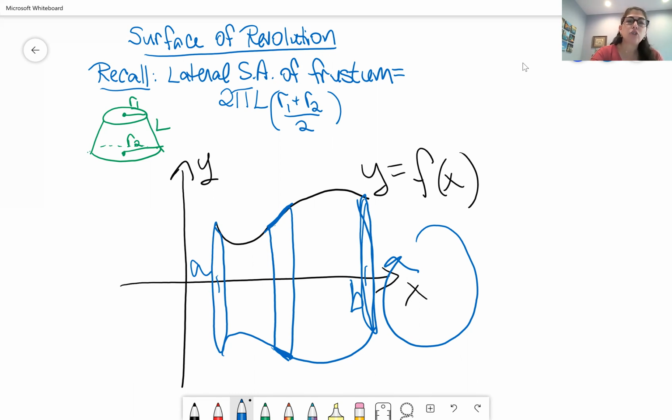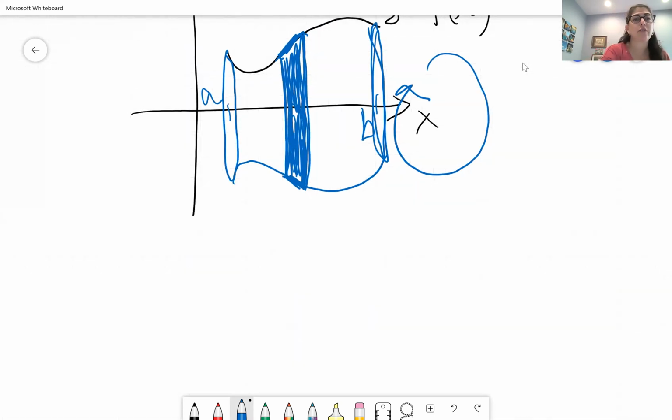So take a look at this strip, and I hope that what you see is a little frustum, right? It's not exactly a cylinder, it's really a frustum. I'm coloring it in so it could be a little bit more obvious to you. And we need to figure out what is the surface area of one strip.